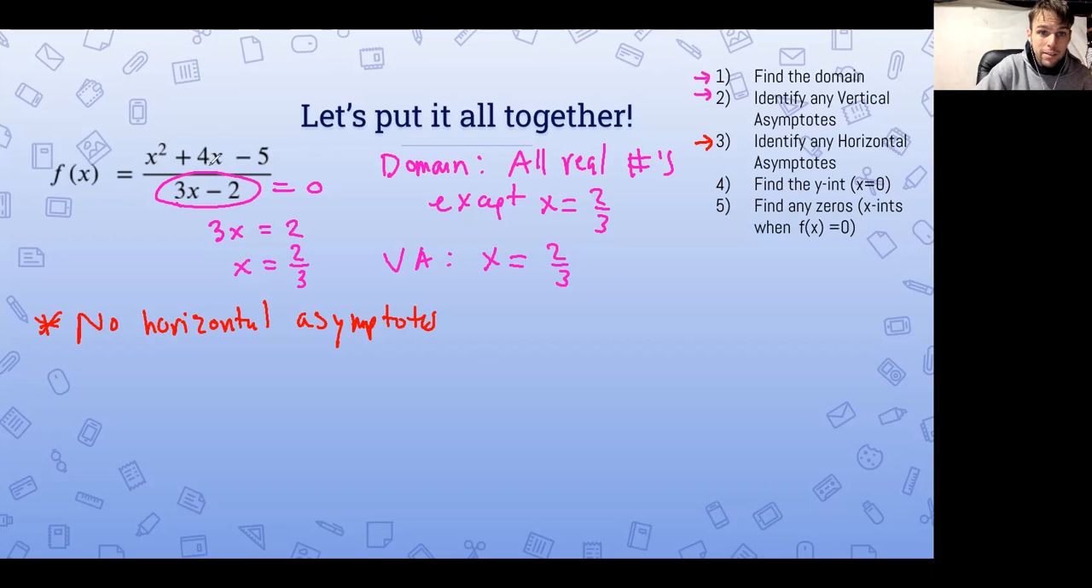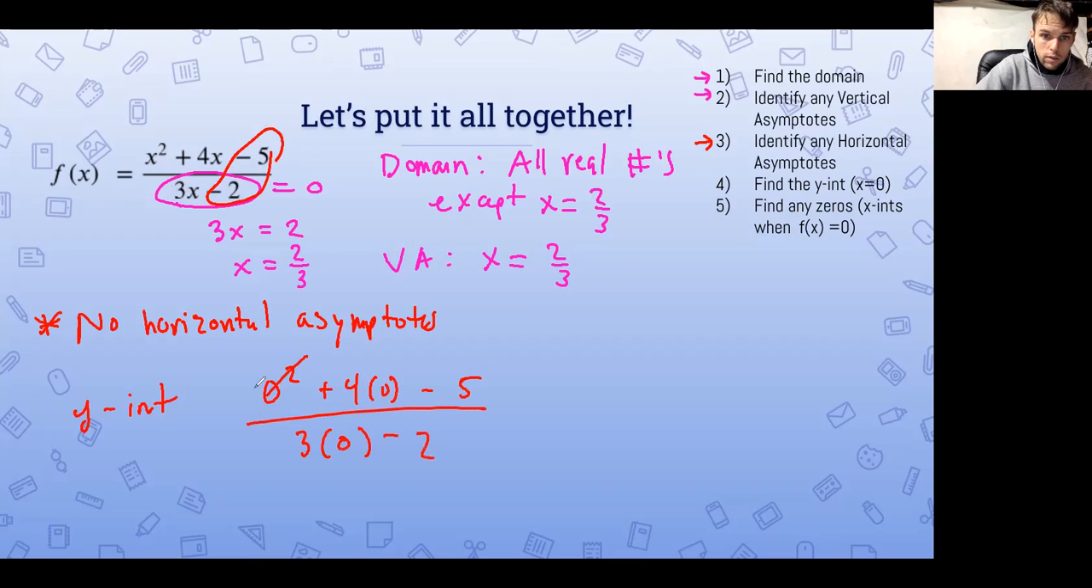And now the y-intercept. That's pretty easy. We're going to plug in 0 for all the x's. You can even sort of see what we're going to get, right? 0 plus 0 minus 5 over 3 times 0 minus 2. This is 0, 0 minus 5 over 0 minus 2. That is actually 5 over 2. Negative over negative turns to positive, or 2.5, however you like to think about it. And then the last thing, we just did this. Last thing, find any zeros or x-intercepts.